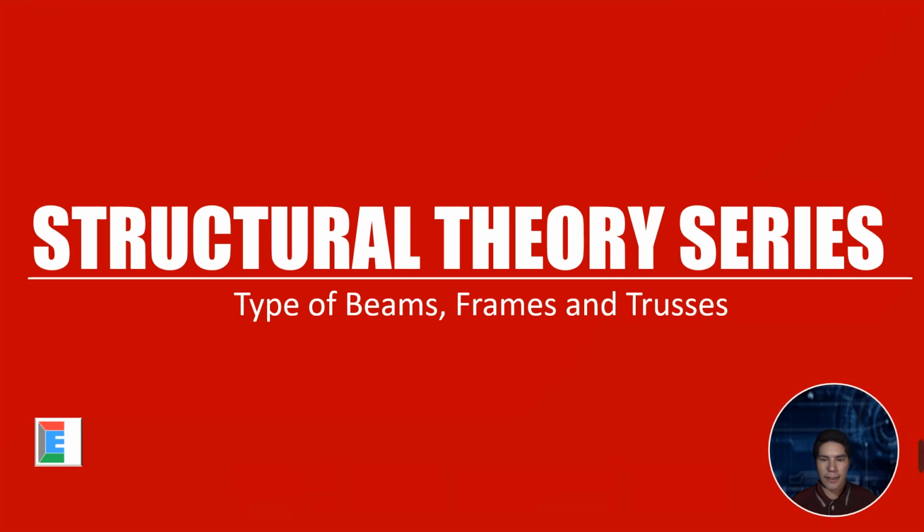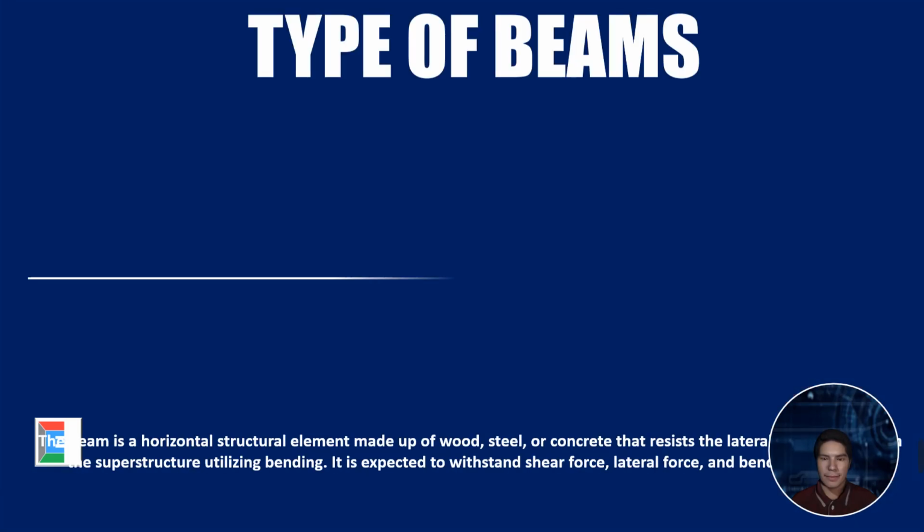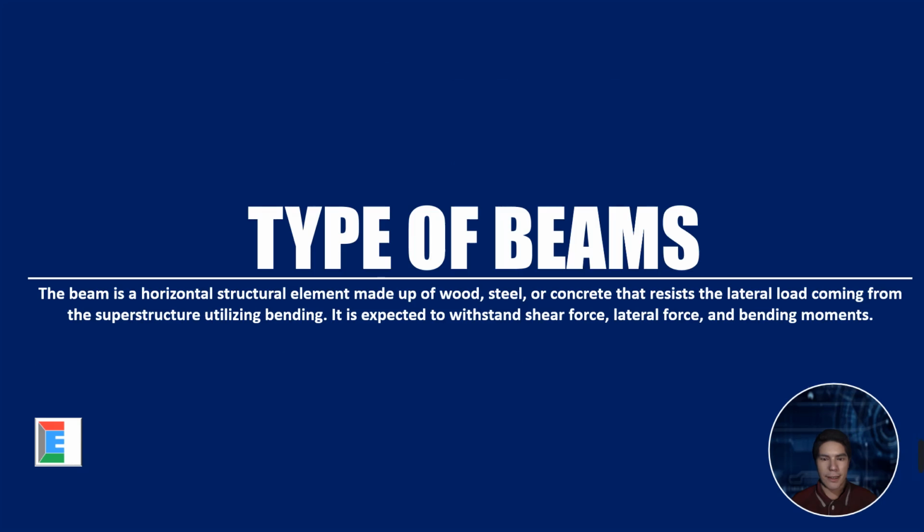So next topic in structural theory is types of beams, frames, and truss. So the beam is a horizontal structural element that is made up of wood, steel, or concrete that resists the lateral load coming from the superstructure utilizing bending. So it is expected to withstand shear force, lateral force, and bending moments. So what are the types of beams?